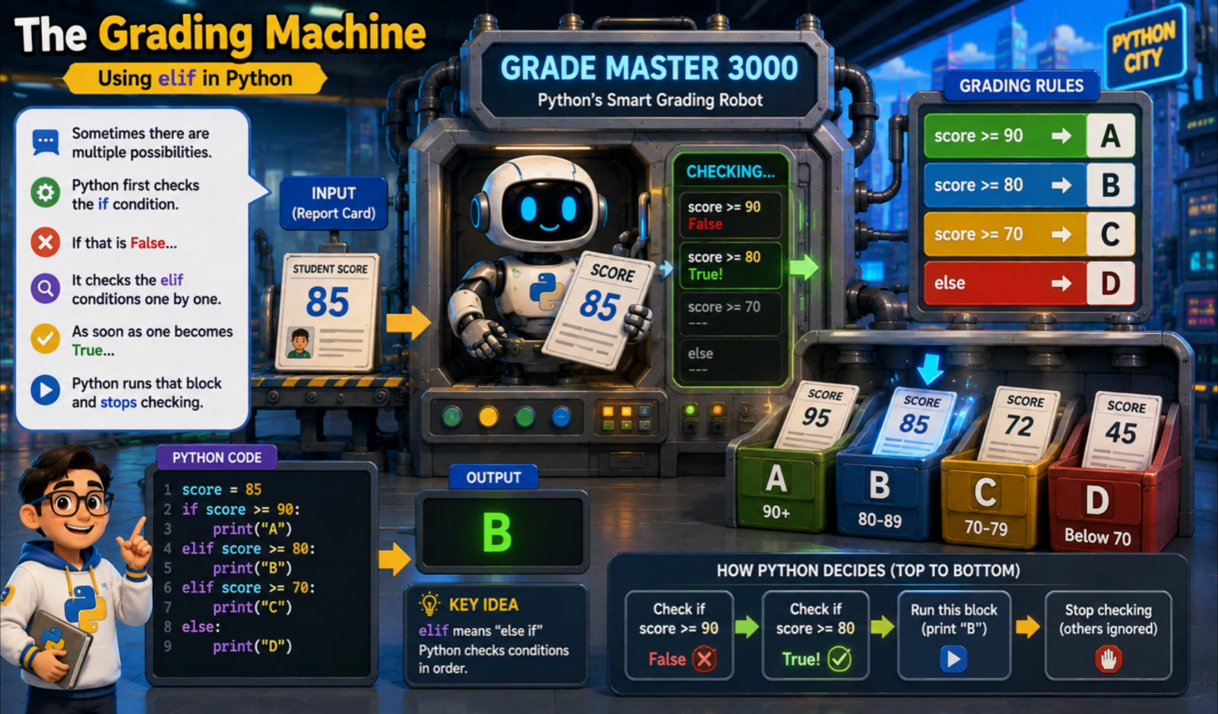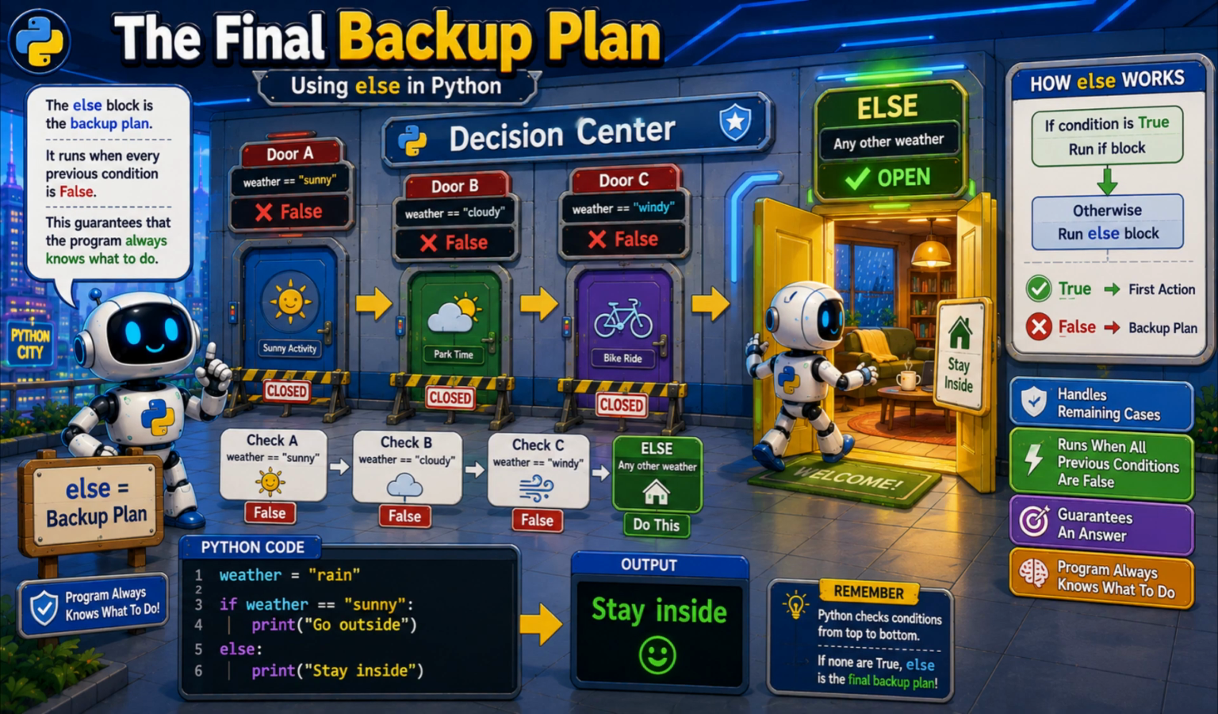Sometimes there are multiple possibilities. Python first checks the if condition. If that is false, it checks the elif conditions one by one. As soon as one becomes true, Python runs that block and stops checking. The else block is the backup plan. It runs when every previous condition is false. This guarantees that the program always knows what to do.